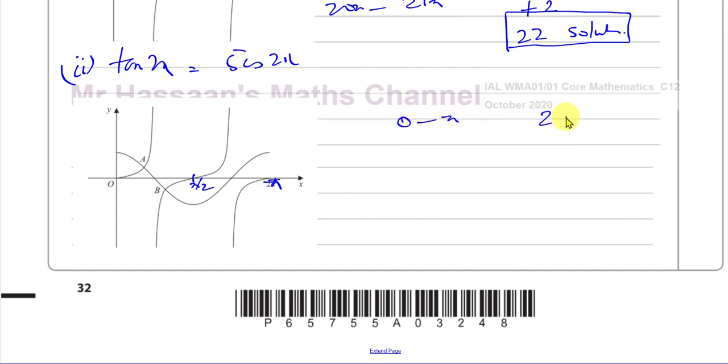there are 2 solutions. So we want from 0 to 20 pi, so that's 20 times the width. That's going to be 20 times 2 solutions, which is 40 solutions. So you're going to get 40 solutions.